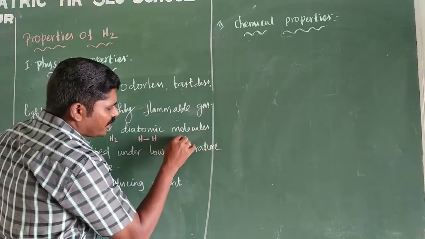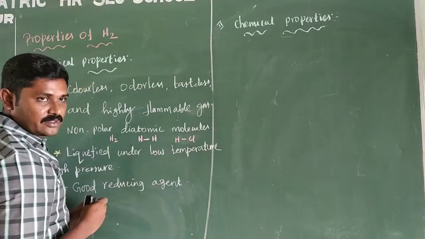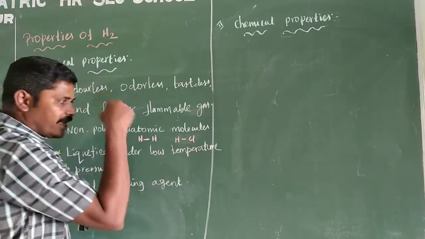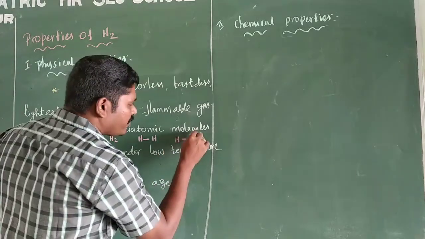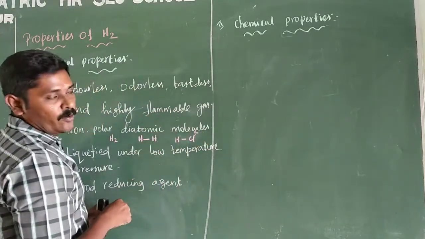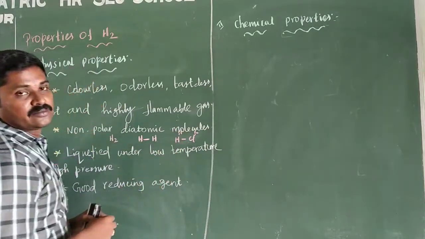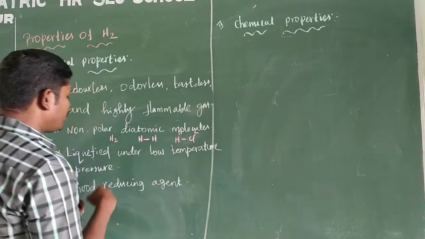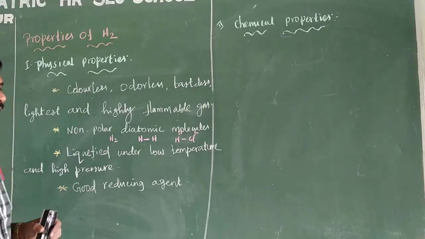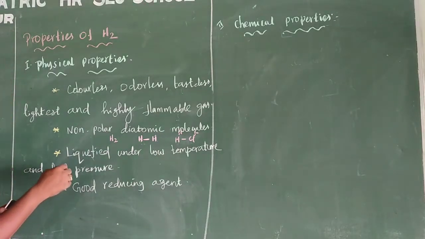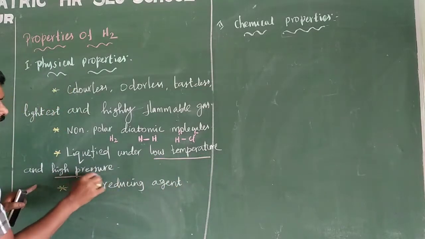But in hydrogen chloride, the two elements have different electronegativity. Chlorine is more electronegative than hydrogen, so it attracts the electron towards itself, so it is negative and hydrogen is positive. It's a polar diatomic molecule. But hydrogen is a non-polar diatomic molecule. Hydrogen can be liquefied under low temperature and high pressure.